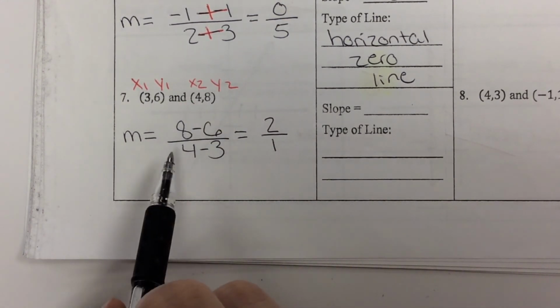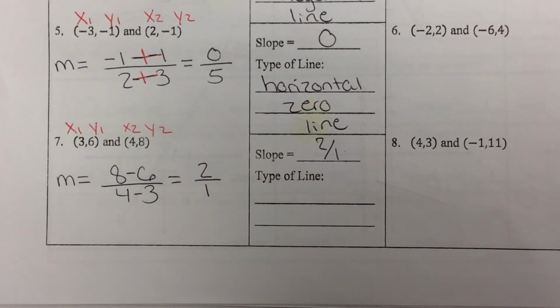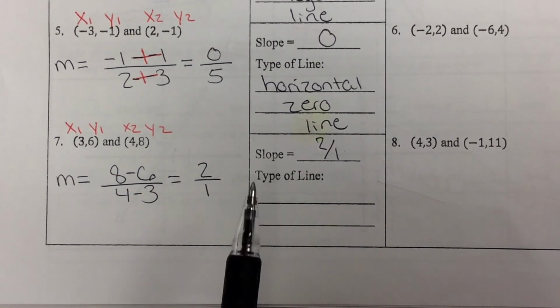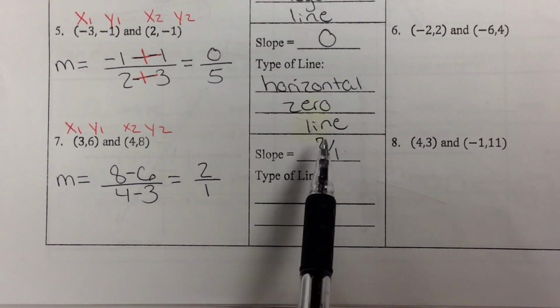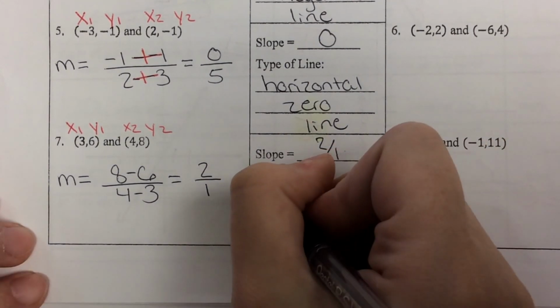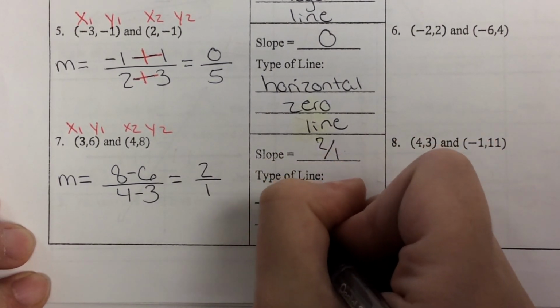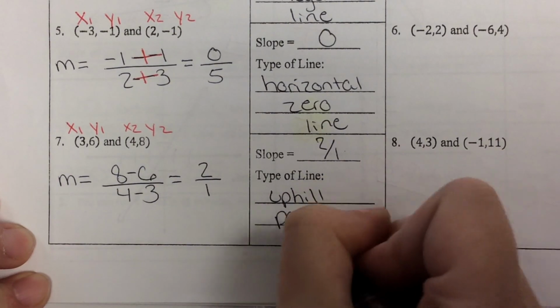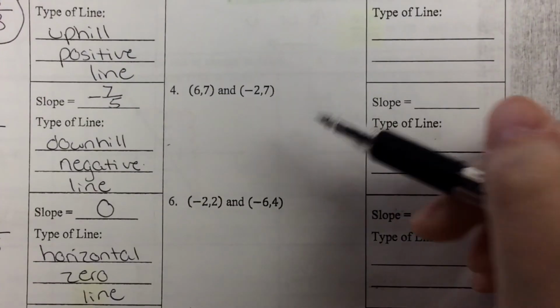8 minus 6 is 2. 4 minus 3 is 1. So our slope is 2 over 1, or just if you want to put 2, that's fine. Type of line. This is a positive slope, and it does go up. It goes up 2 over 1, up 2 over 1, up 2 over 1. So this is going to be an uphill positive line. Okay. Try the other 4 over here on the right on your own.